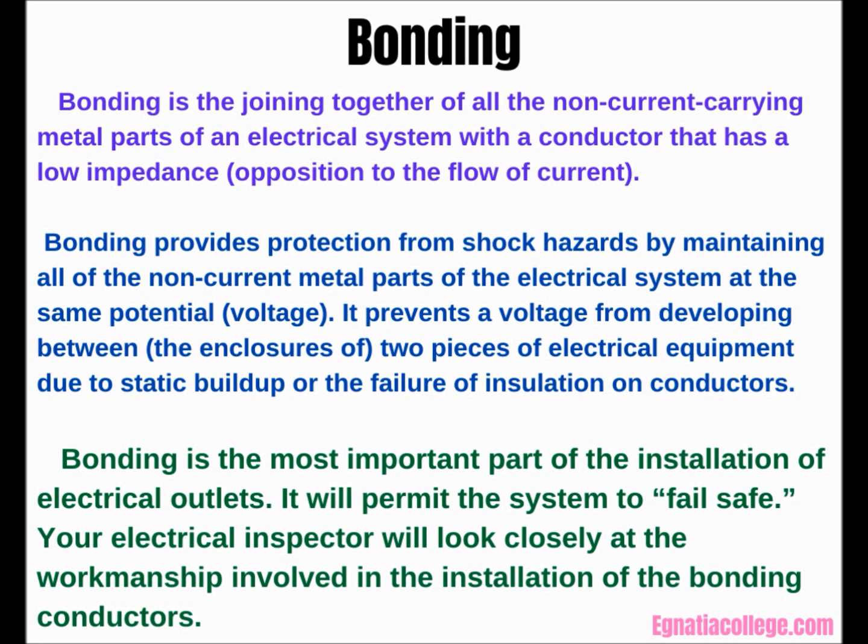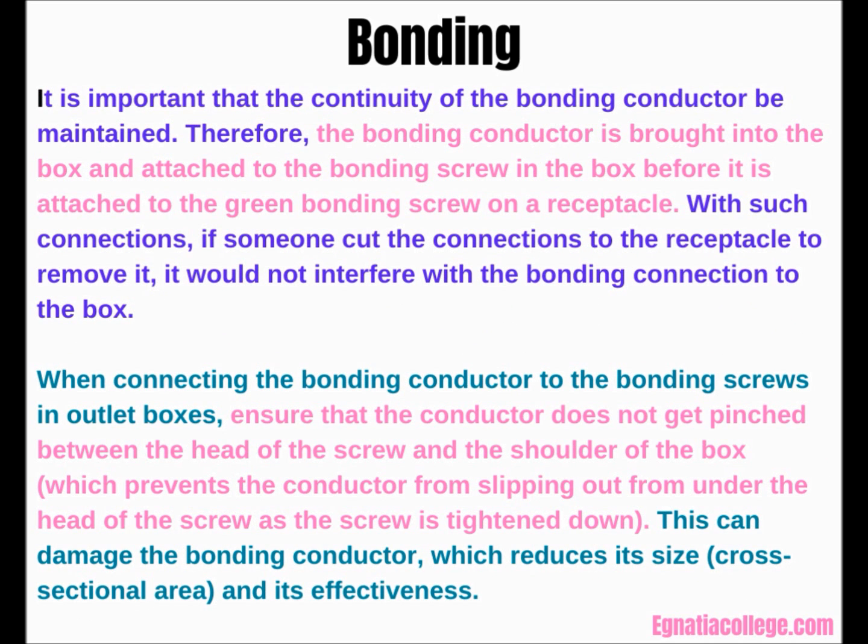Your electrical inspector will look closely at the workmanship involved in the installation of the bonding conductors. It is important that the continuity of the bonding conductor be maintained. Therefore, the bonding conductor is brought into the box and attached to the bonding screw in the box before it is attached to the green bonding screw on a receptacle. With such connections, if someone cut the connections to the receptacle to remove it, it would not interfere with the bonding connection to the box.